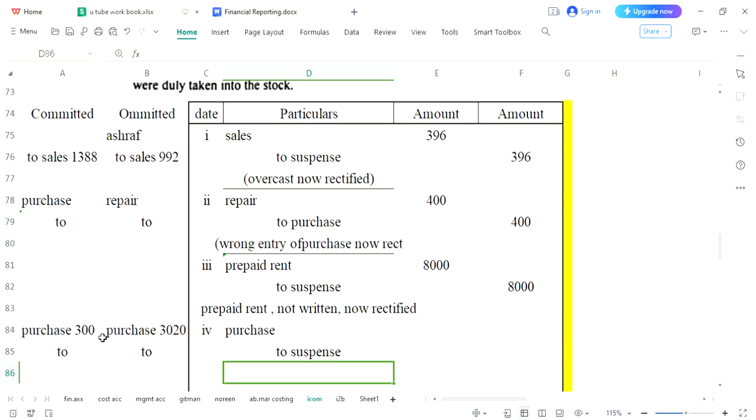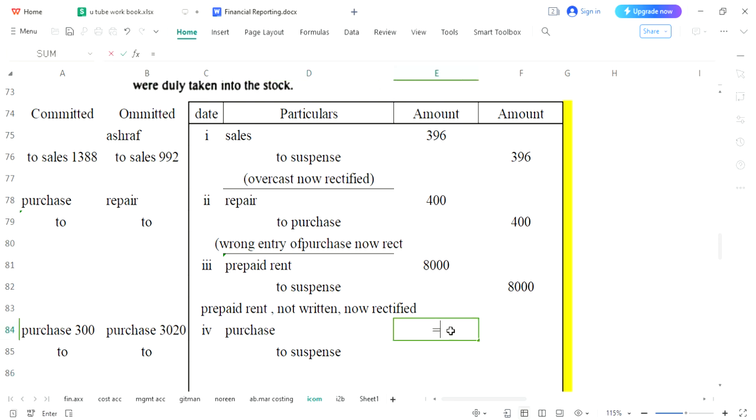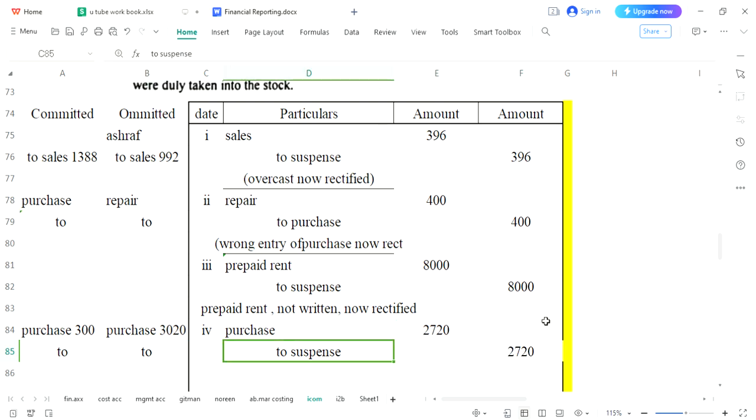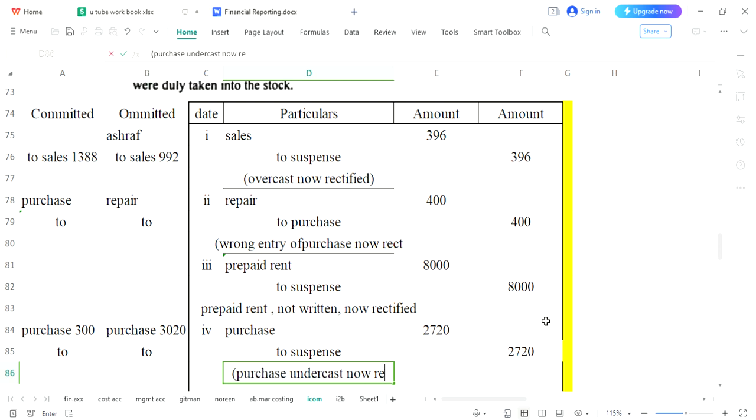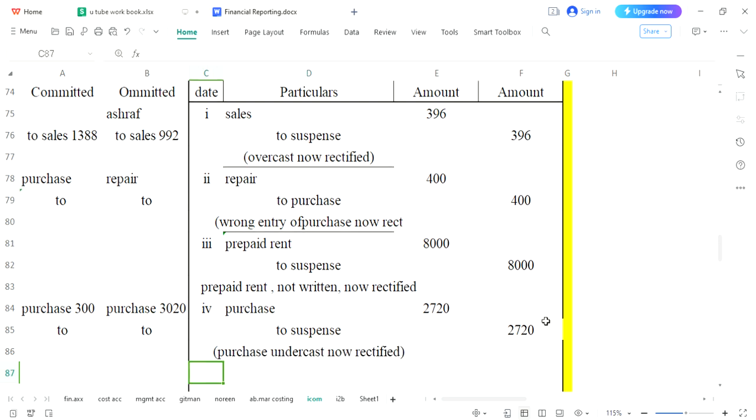Okay, I have told you in undercast and overcast, always write the difference of amount. We have 3020 and 300. So the difference we have got is 2720 over here, and the same amount we are required to write on the credit side. In this way, this entry has been completed. For narration, purchase undercast, now rectified. Fourth entry is completed, and here after completing our entry, let's put a bottom line under the narration.